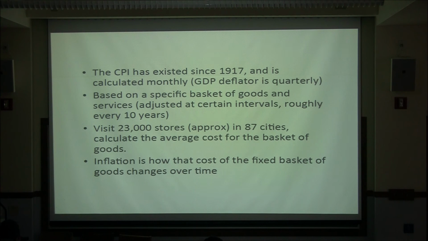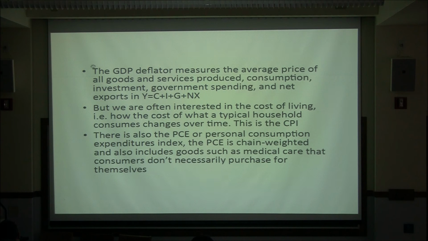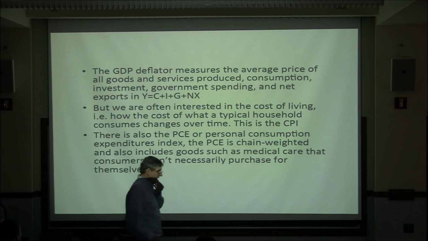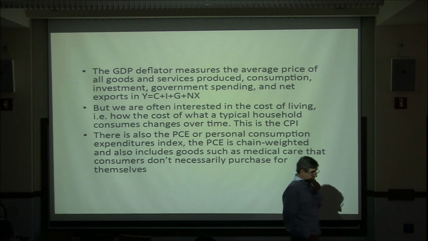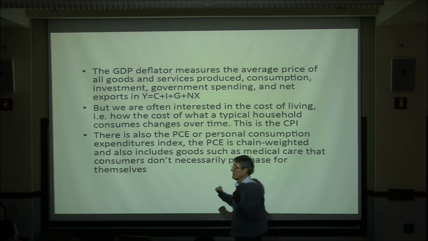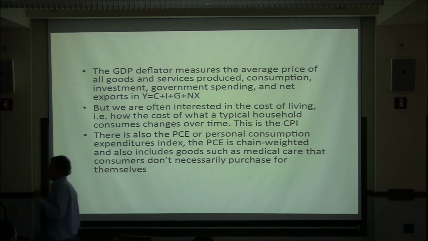Now, there's another measure called the PCE. The CPI only includes goods that you purchase yourself, that you actually write a check for. The PCE includes things like, if you consume medical insurance and you didn't actually pay for that stuff that month, but you consumed it, that price is built in there. So it includes transfer payments and all sorts of other things. It's just a broader measure of the cost of living. It includes goods that people don't necessarily purchase for themselves.